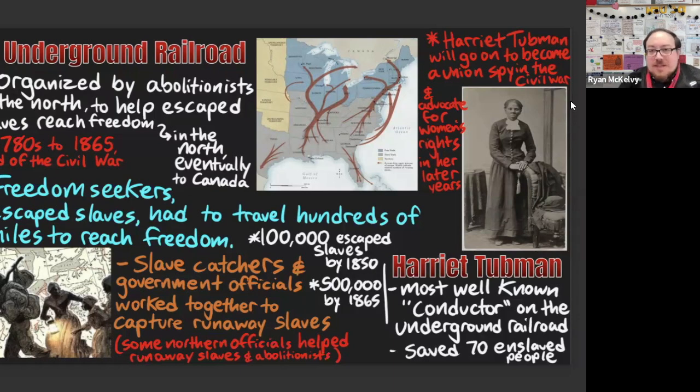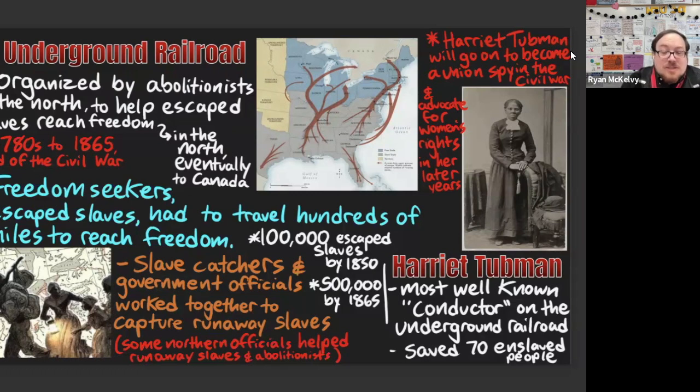And then, thanks to the Fugitive Slave Act, even in the North there'd be roving bands of slave catchers trying to catch as many as they could to send them back down to the South. You also had some Northern officials who helped runaway slaves, and abolitionists who provided shelter and supplies. So even though these people escaping slavery will face a great deal of turmoil and obstacles to freedom, there are some really amazing people who put their lives on the line to help them.